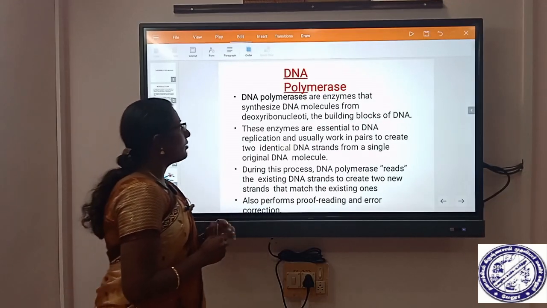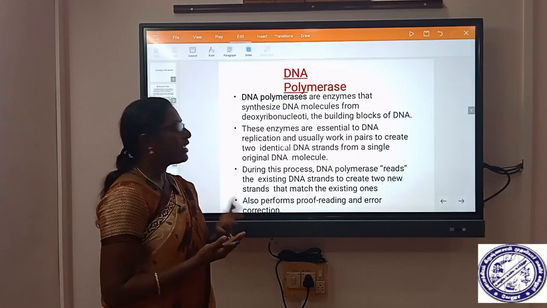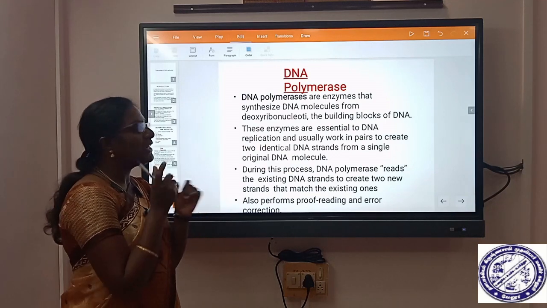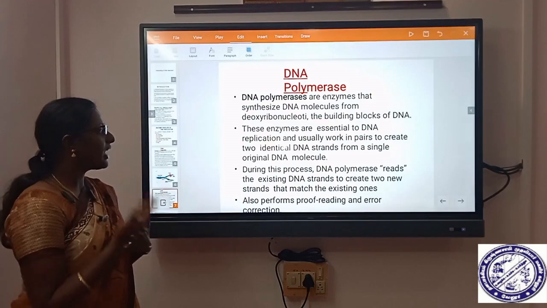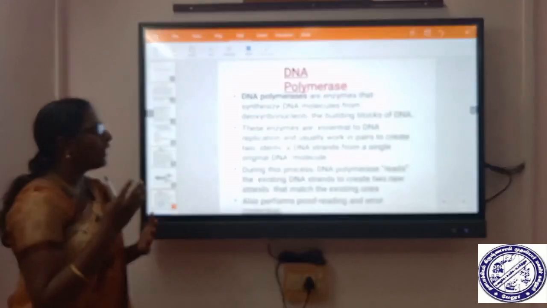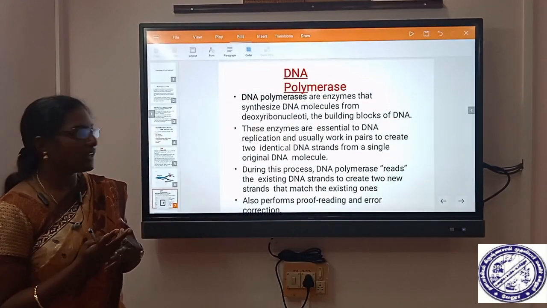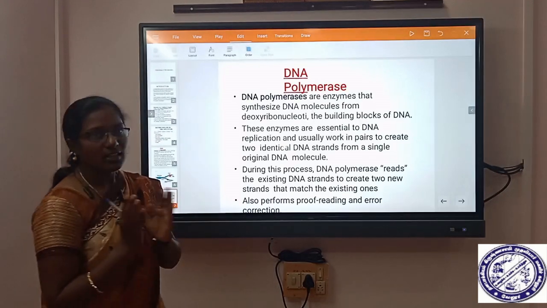Then DNA polymerase. DNA polymerase is the enzyme that synthesizes DNA molecules, using deoxyribonucleotides, which are the building blocks of DNA. These enzymes are essential to DNA replication. Usually they work in pairs to create two identical DNA strands from a single original DNA molecule.